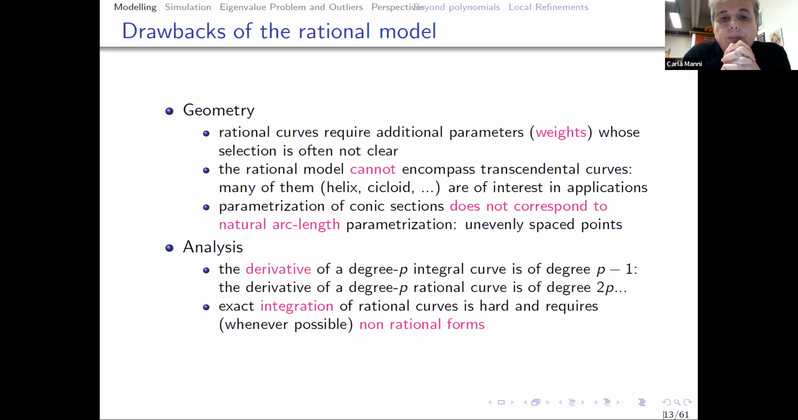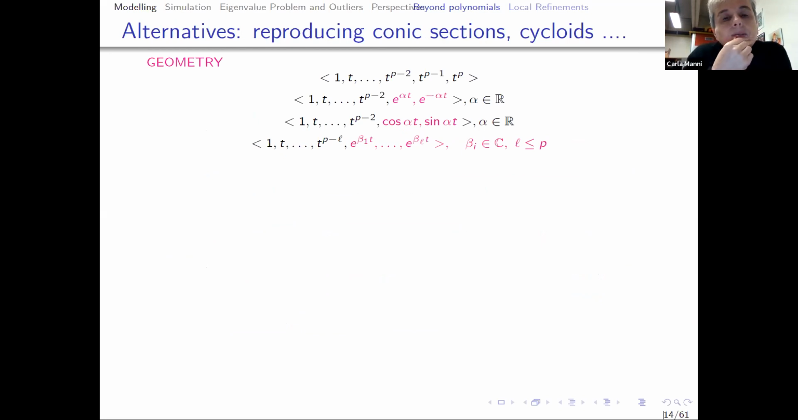So from the geometry point of view, you have already seen that you need weights and you don't have a parametrization with respect to arc length for conic sections. Also, there are other curves that cannot exactly be represented by NURBS. Moreover, if you want to use these functions from an analytical point of view, you immediately notice that if you consider the derivative of a polynomial curve of degree p, what you get is a polynomial curve of degree p minus one. But if you consider the derivative of a rational curve of degree p, this is not true anymore. The analytical structure of your representation deteriorates when you consider the derivative.